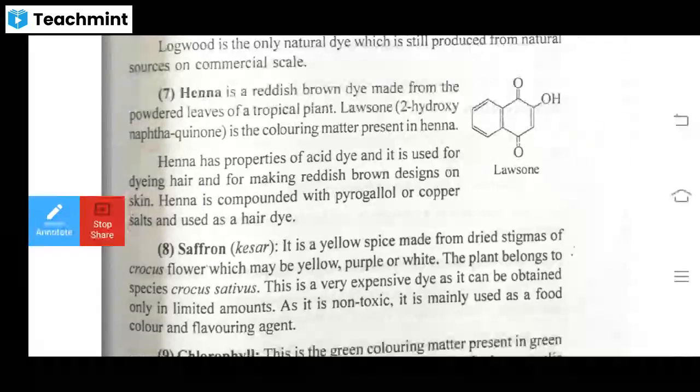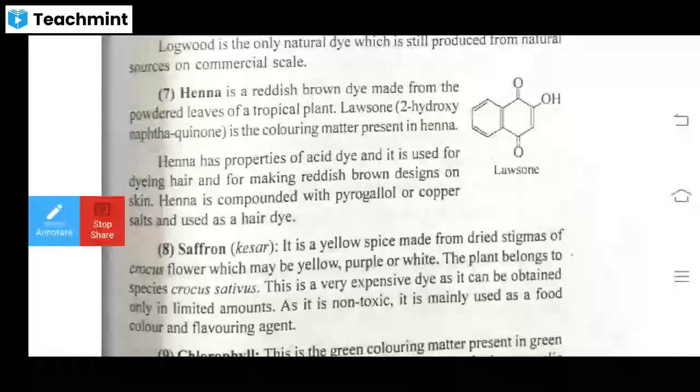Next is the saffron. We know the saffron colors. So saffron is also used for the coloring. Okay, saffron generally is used for the spicy materials, and food also. So it is obtained from the flowers, that is the stigma of the crocus, and color of the saffron is the yellow, purple or white, and the plant belongs to the family of the Crocus sativus.